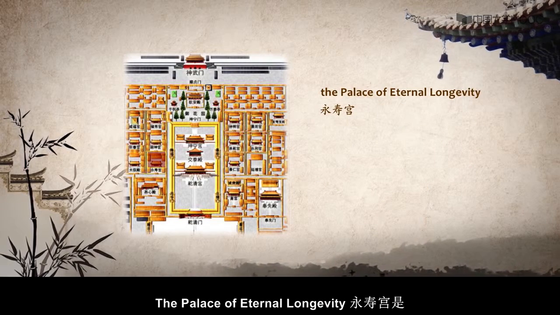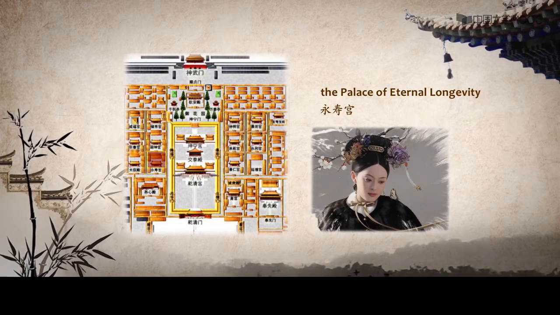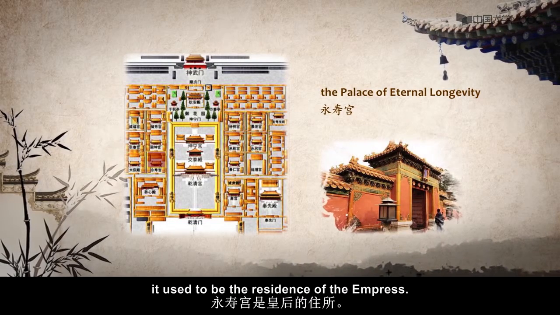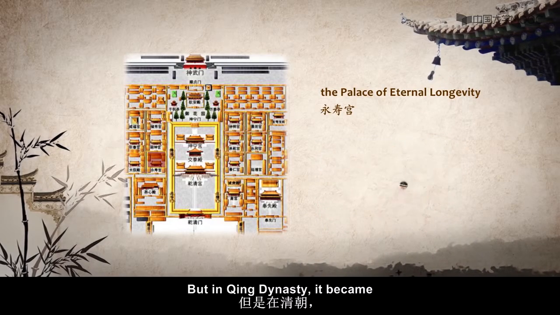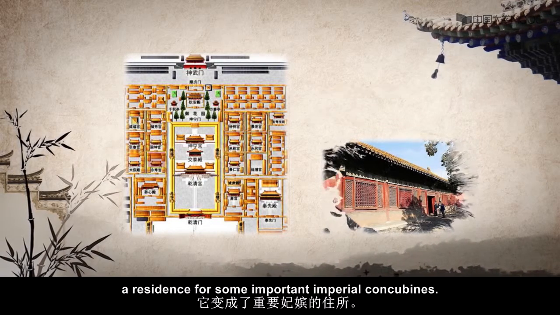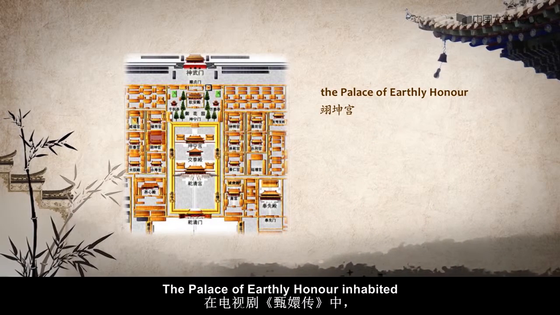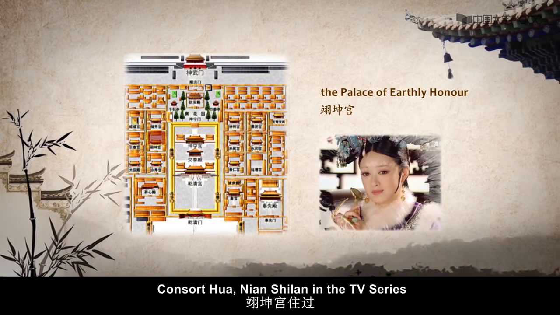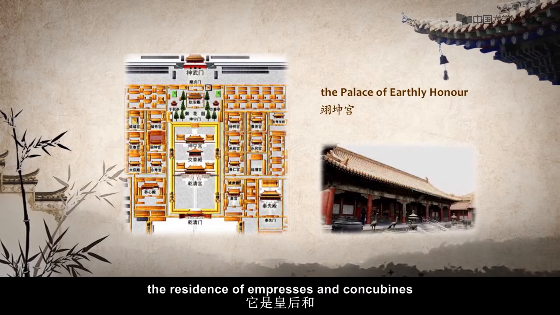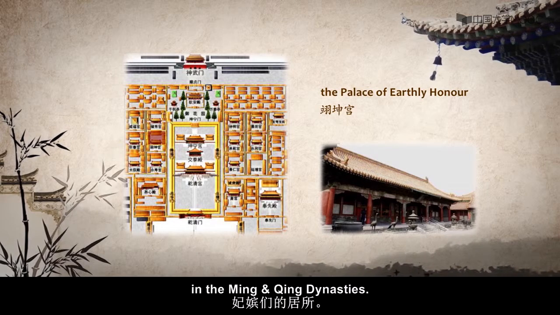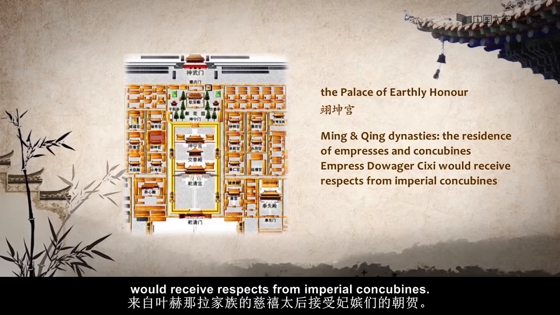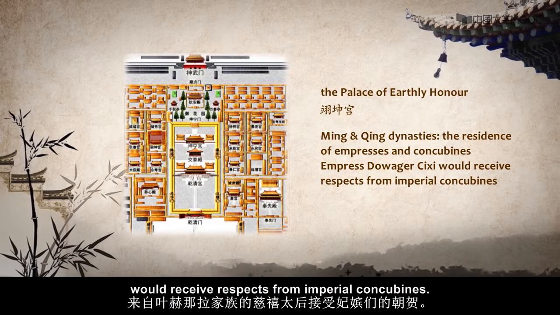The Palace of Eternal Longevity became the second residence of Zhen Huan after her stay in the imperial monastery for 3 years. During Ming Dynasty, it used to be the residence of the empress, but in Qing Dynasty, it became a residence for some important imperial concubines. The Palace of Earthly Honor inhabited Consort Hua, Nian Shi Lan, in the TV series The Legend of Zhen Huan, but historically it was the residence of empresses and concubines in the Ming and Qing dynasties. It was also where Empress Dowager Cixi would receive respect from imperial concubines.